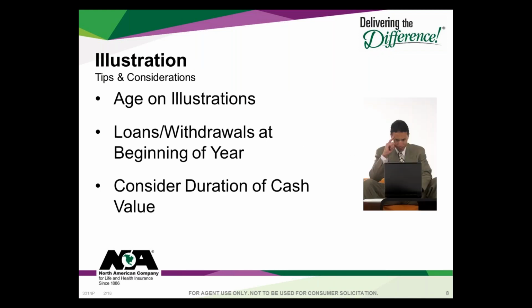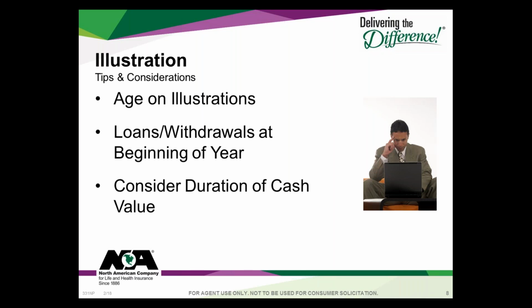A couple other tips here. Age on illustrations. We'll talk about loans or withdrawals at the beginning of the year and the duration of the cash value. When I look at age on illustrations, especially when comparing companies' illustrations, some products use age nearest and some use age last. Even within North American, we have some products that use age nearest and some that use age last birthday. So you need to be aware of that and not just type in their age.